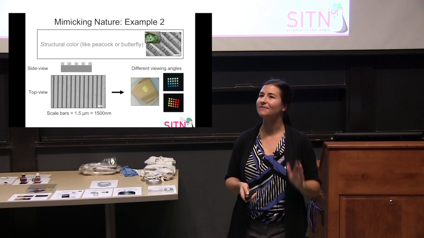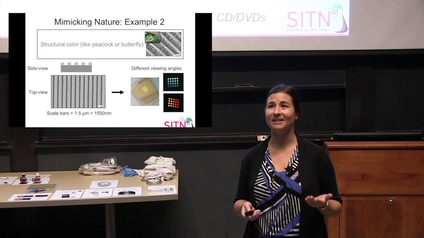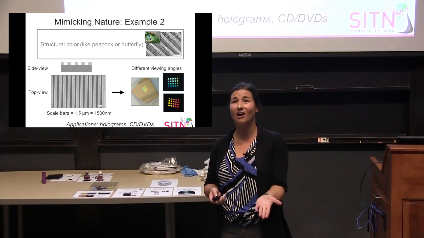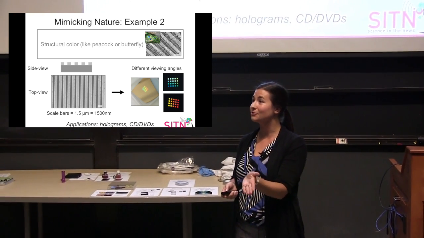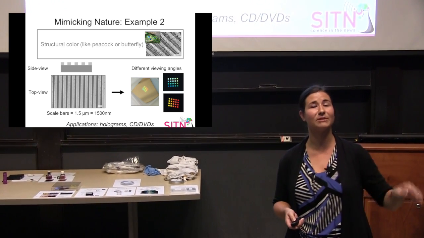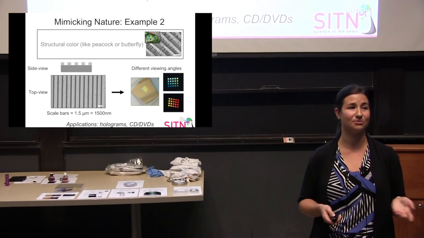This is something you've definitely seen before. If you have an ID, a passport, anything that's an important document, it might have a hologram on it. When you change the angle, you'll see the colors changing when you move that around. Also, CDs and DVDs have ridges on them, which are very similar to the structure, and the color will change as you move around.